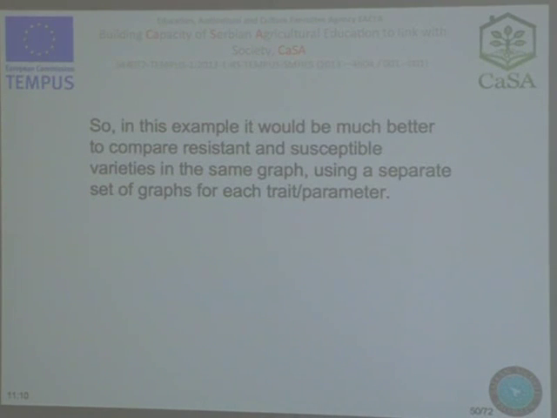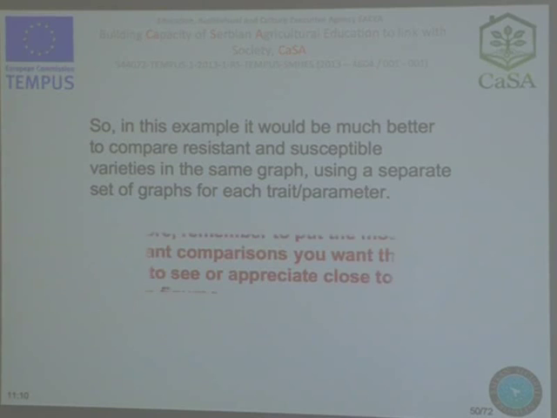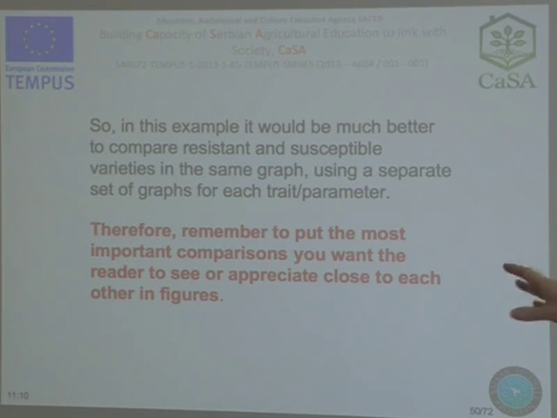So there's an easy way to overcome that problem, and that is to put, for each of those parameters, each of the traits that they were looking at, susceptible and resistant varieties in the same graph. And then have 1 graph for relative water content, 1 graph for water loss rate, and 1 graph for proline. And that makes it obvious that you can compare them. So put the most important comparisons that you want the reader to understand, to appreciate, put those next to each other in the same figure.